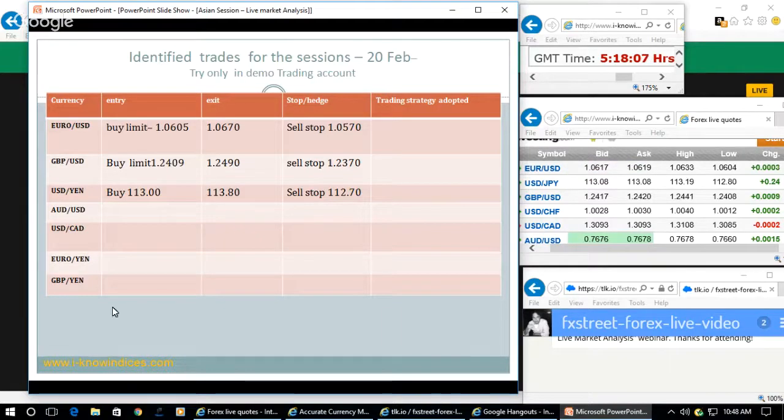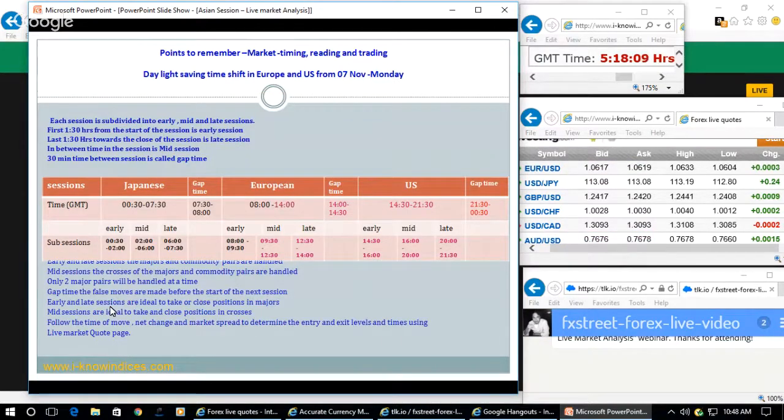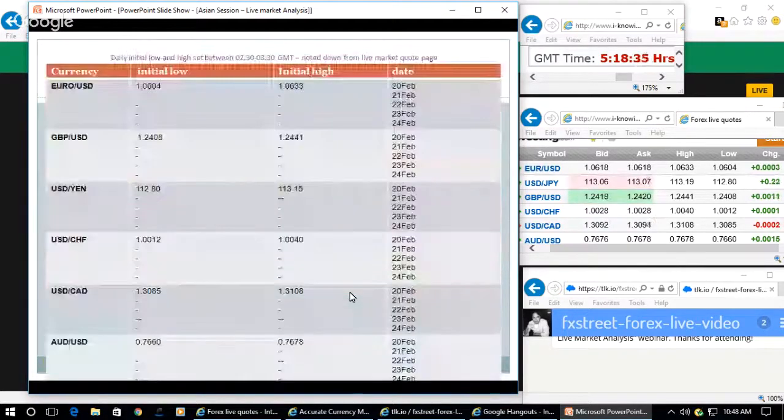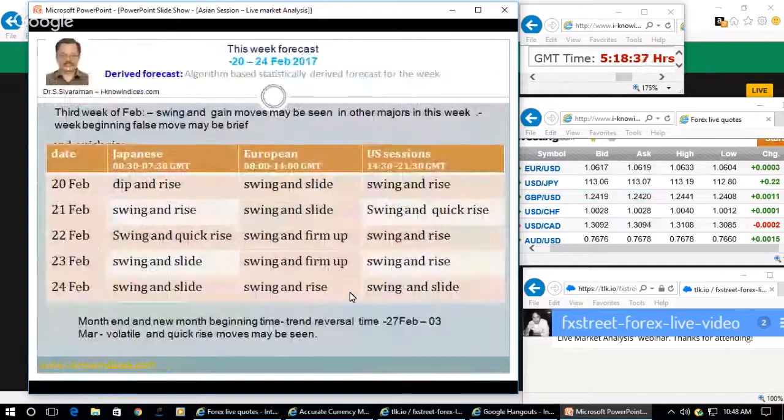If there is any question you can ask me. Then these are all the session timings. During the early and the late sessions, they handle the majors. During the mid sessions, they handle the crosses. And during the gap time, they handle specific pairs, making false moves. If there is any doubt, kindly ask me so that I'll explain to you.